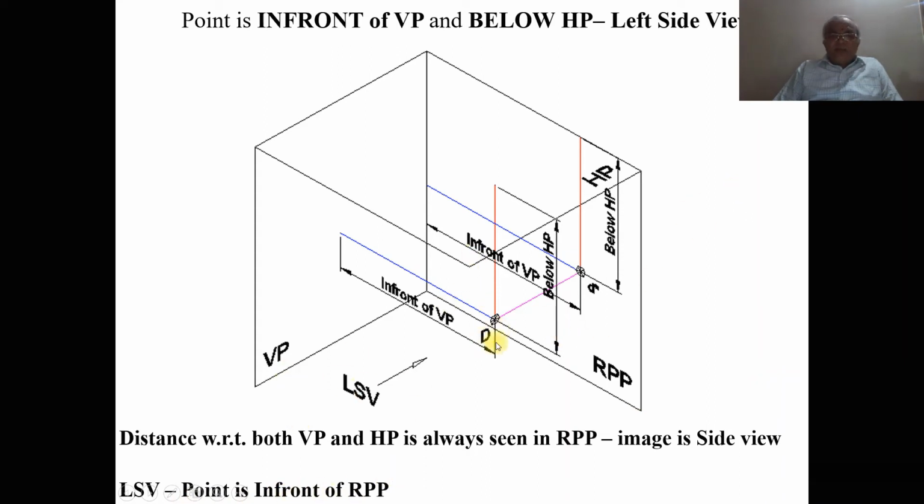Now when you look from the left side view, I can see the distance below HP. That image is going to fall below HP in the right profile plane. And also I can see the distance in front of VP. So that distance is going to be seen here as in front of VP.